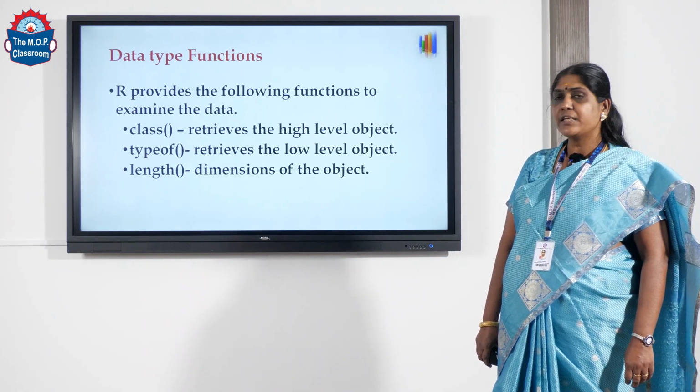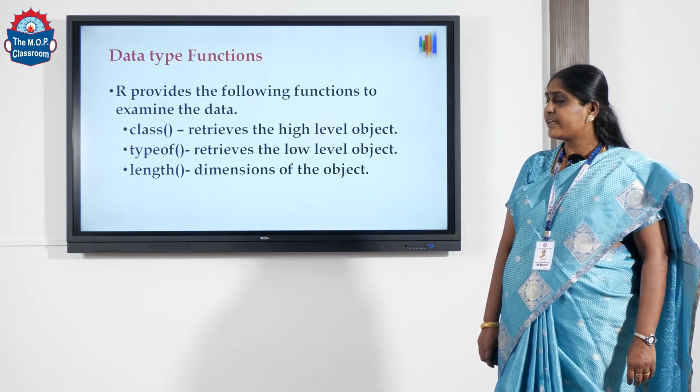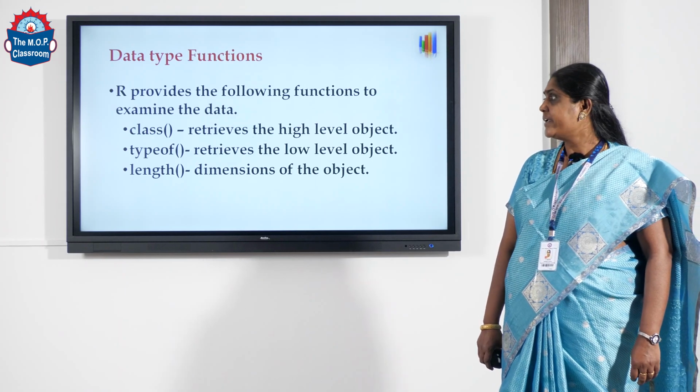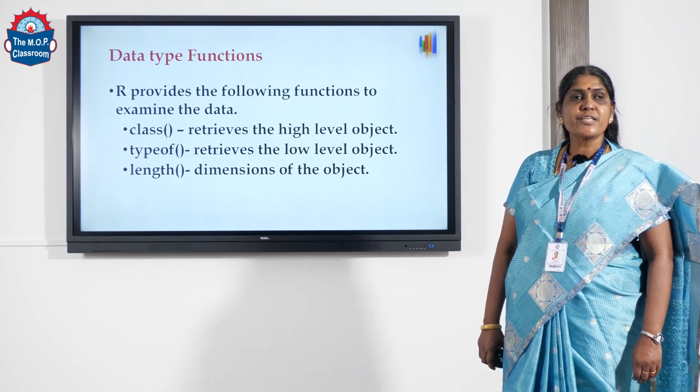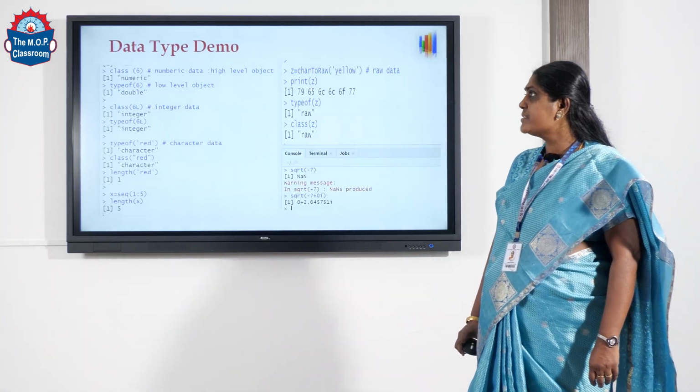class() will retrieve the high level object, that is the source code object, and typeof() will retrieve the low level object, that is the machine level object, and length() is used to mention the dimension of the object. Here are a few examples.